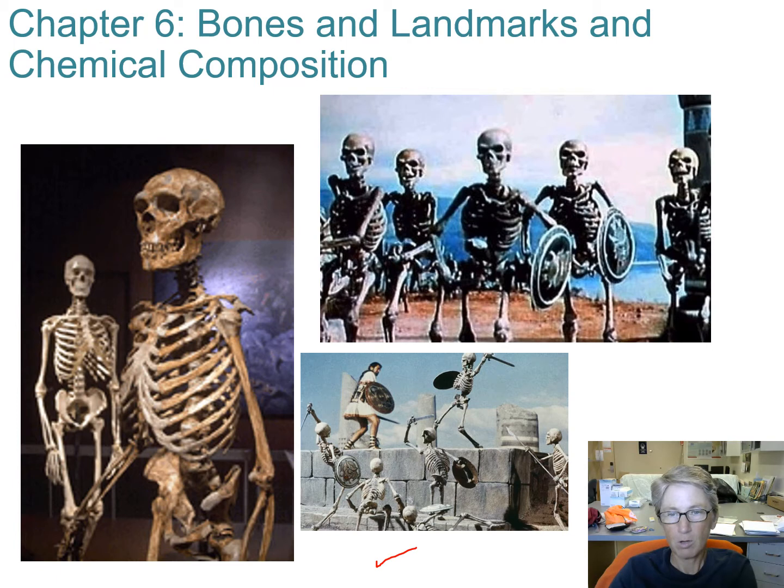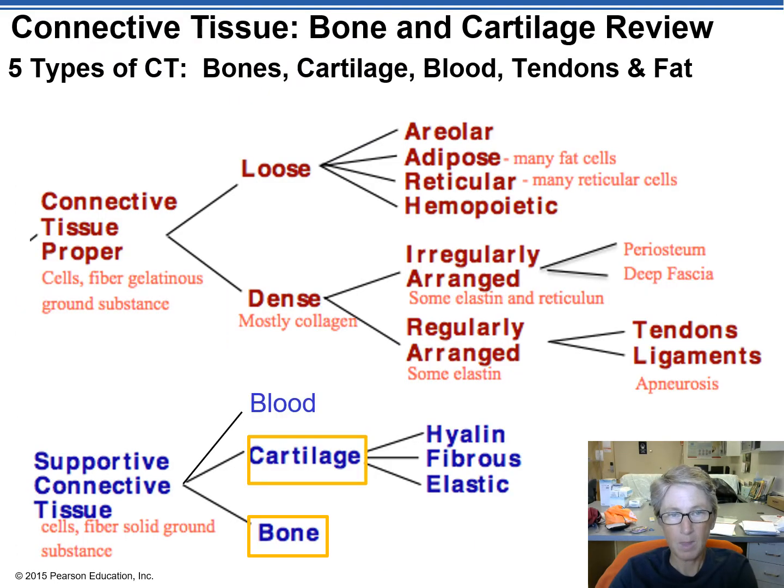We talked about these guys, the skeletal system. What we're going to talk about today is the chemical composition of the skeletal system. So this is just a review. I'm showing the flow chart of where bone lies as a connective tissue. So if we come down here, bone is a type of connective tissue, but specifically it's supportive connective tissue, and that makes sense. The other types of supportive connective tissue are cartilage and blood.